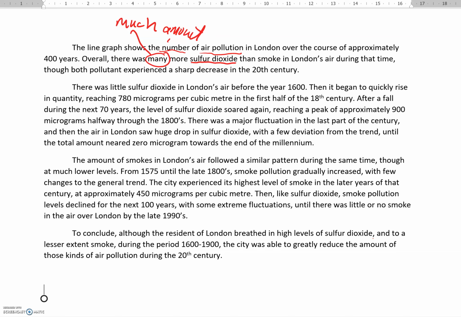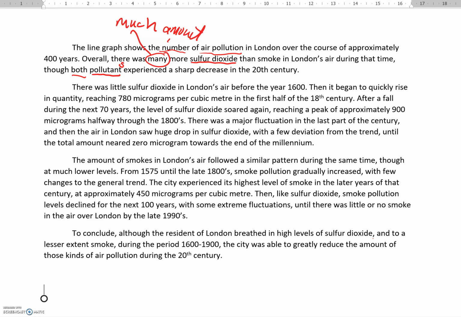Though both pollutant, pollutant is a noun, right? Some kind of pollution, pollutant. But notice both, we're talking about two of them, so we need to use plural s, okay? So watch out for that s for plural nouns. Both pollutants experienced a sharp decrease in the 20th century.